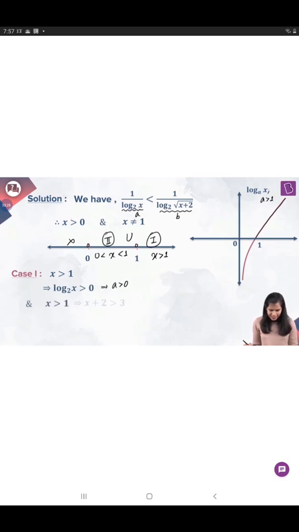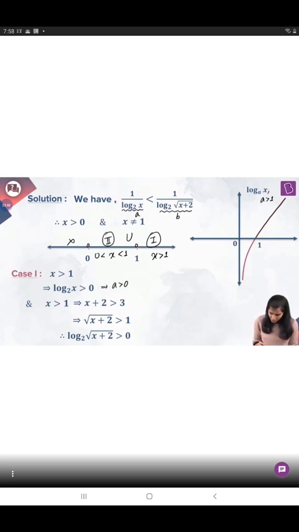Now if x is greater than 1, I can say x plus 2 is greater than 1 plus 2. That means x plus 2 is greater than 3. That means root over x plus 2 is greater than root 3. Root 3 is 1.7 something, which is greater than 1. So root over x plus 2 is greater than 1. If root over x plus 2 is greater than 1, that means log of root over x plus 2 to the base 2 is also greater than 0. When input is greater than 1, its log is greater than 0. So b is also greater than 0. So a is positive, b is positive.